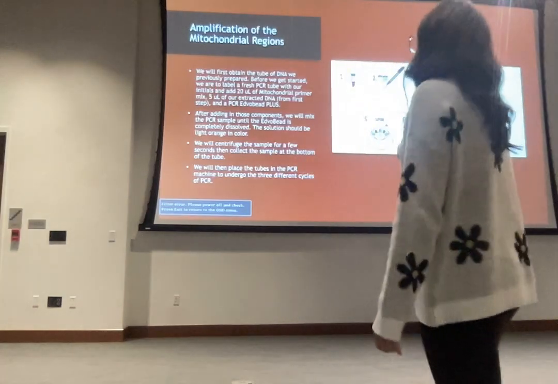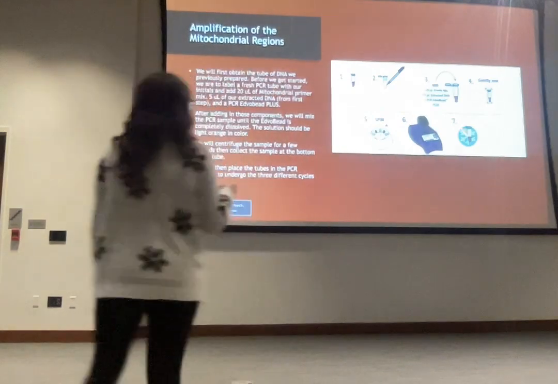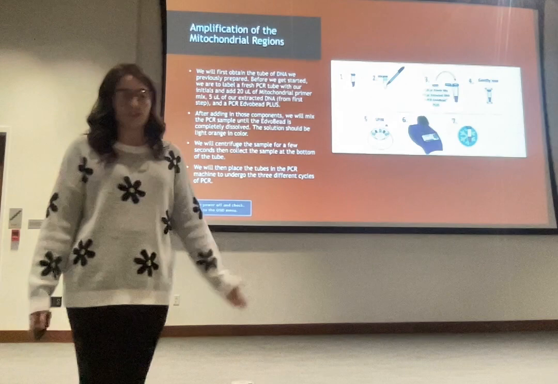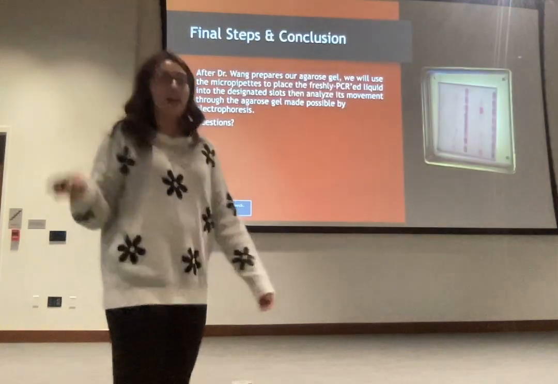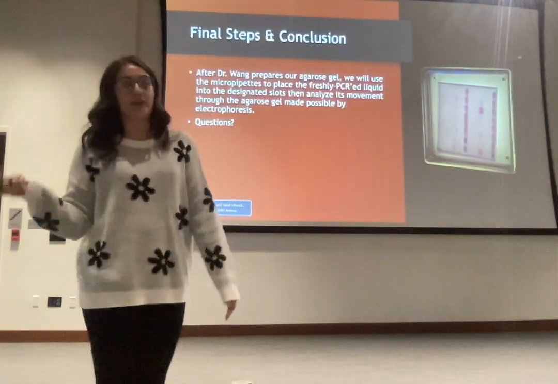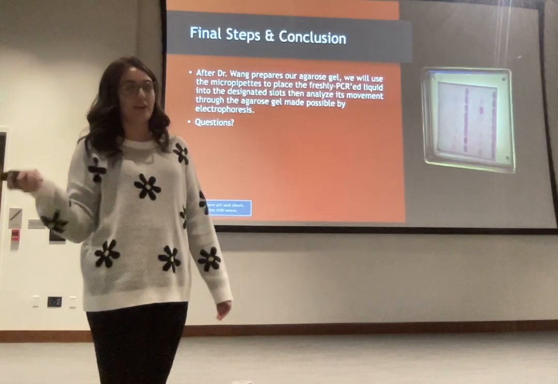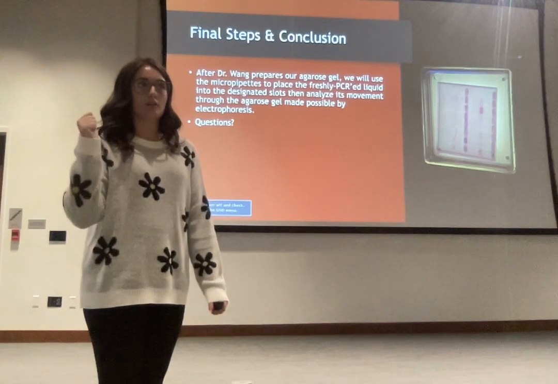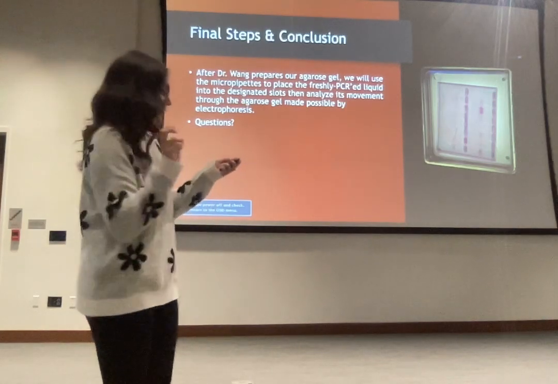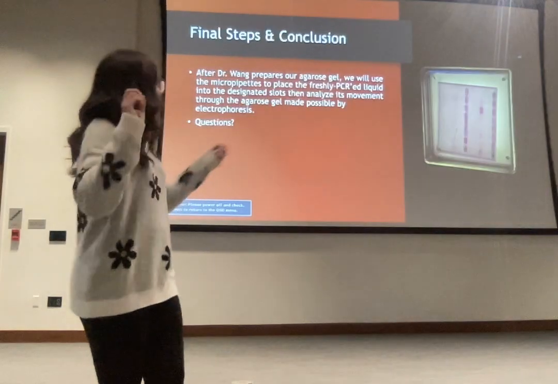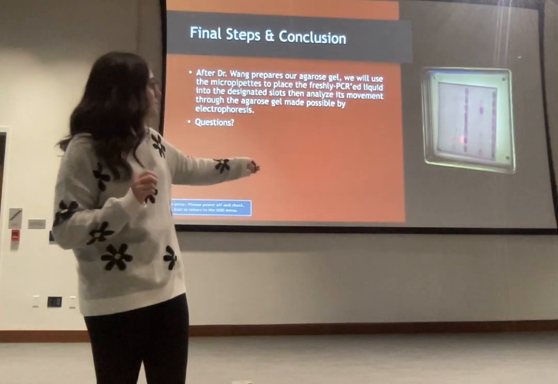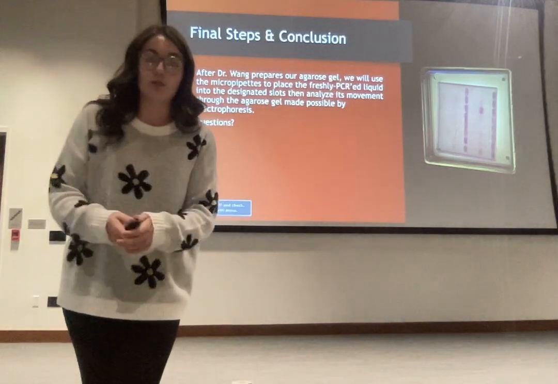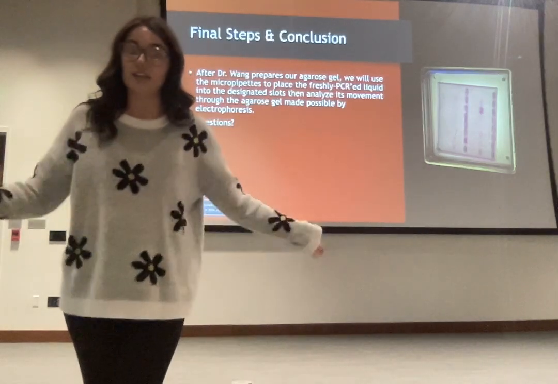And then we will place the tubes into the PCR machine, which is right here, and it will undergo the 3 different cycles of PCR that we previously mentioned. After that, Dr. Wang will hopefully already have the agar gel prepared, and we will take out small samples of our freshly PCR'd tube and place it into the little designated slots, and we will be able to analyze it by seeing the different fragments and how they move through the gel, made possible by electrophoresis.